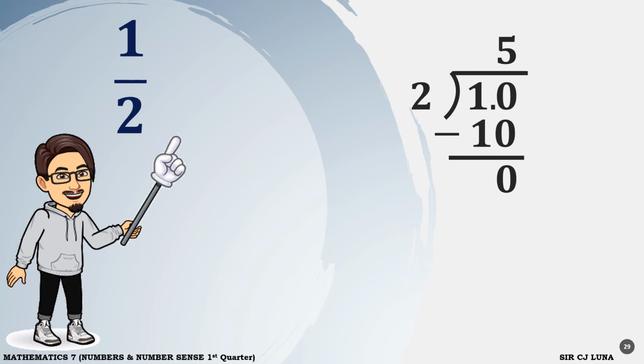But 5 is not yet the answer. Kasi we have to put decimal point and 0 dun sa before ng decimal point. Okay, so mas proper na isulat siyang 0.5. So 1/2 is equal to 0.5. Ganun lang kasimpleng mag-convert ng fraction to decimal form. Mag-divide lang tayo. Okay? Let's have another example.